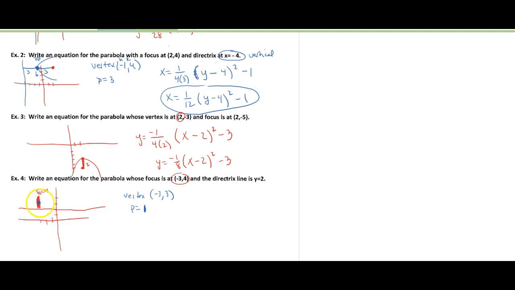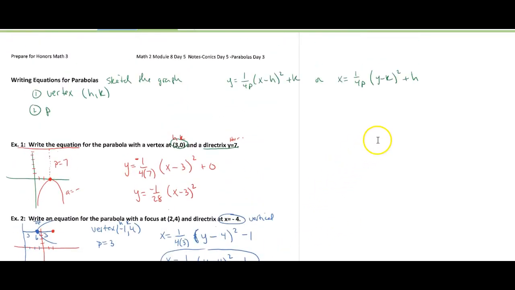We know if the vertex is there, it's going to open up. So it's going to be y equals 1 over 4 times 1, because that's p, times x minus -3. But I have to change that to a positive, all squared, plus 4. So y equals 1/4 times x plus 3, all squared, plus 4.